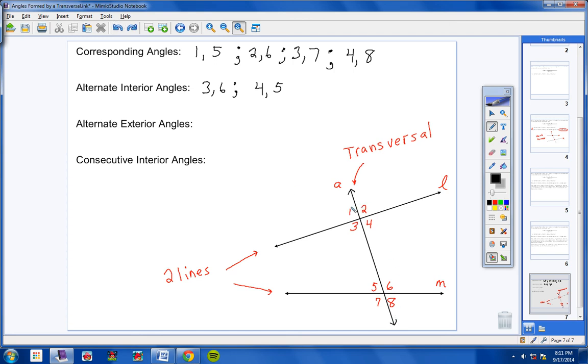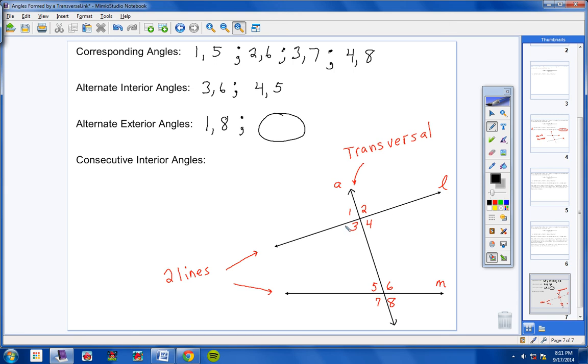So here's 1, it's on the left side of the transversal. Here's 8, it's on the right side of the transversal. And notice they're on the exterior, they're on the outside of the intersected lines. And so we can definitely state that angles 1 and 8 are alternate exterior angles. Now, on your own, go ahead and figure out the other set of alternate exterior angles.